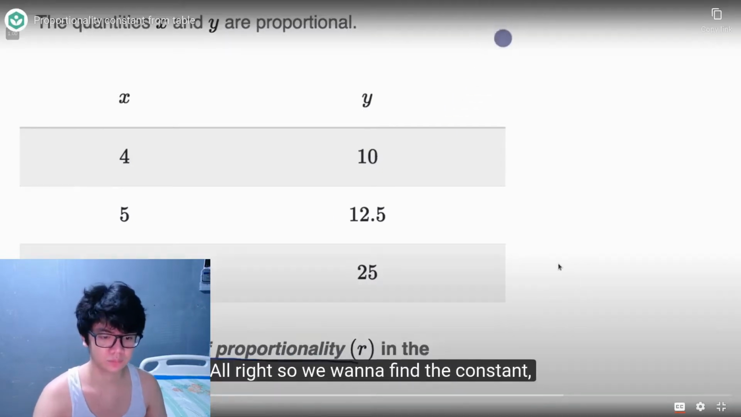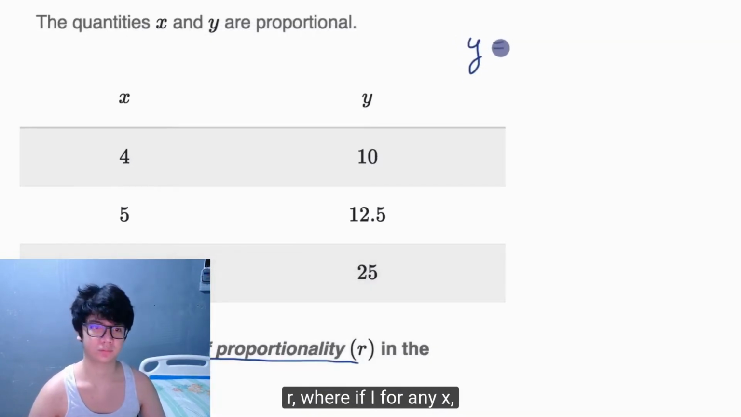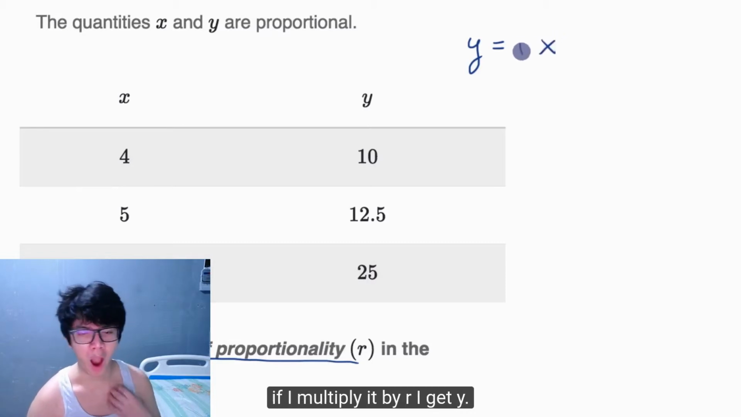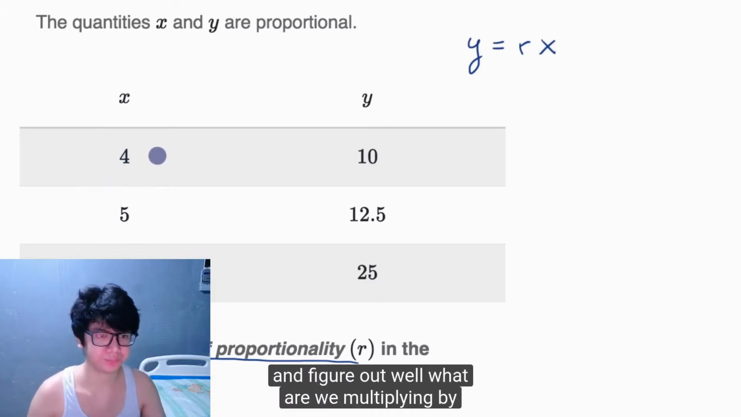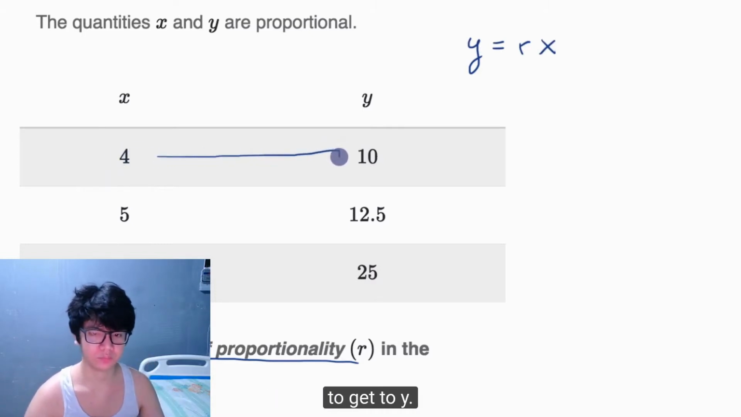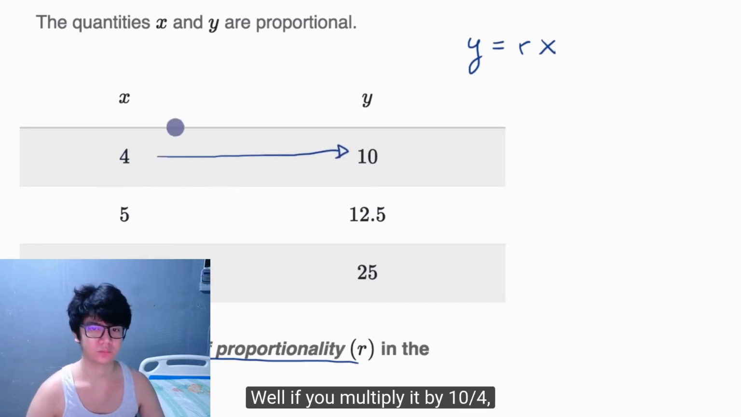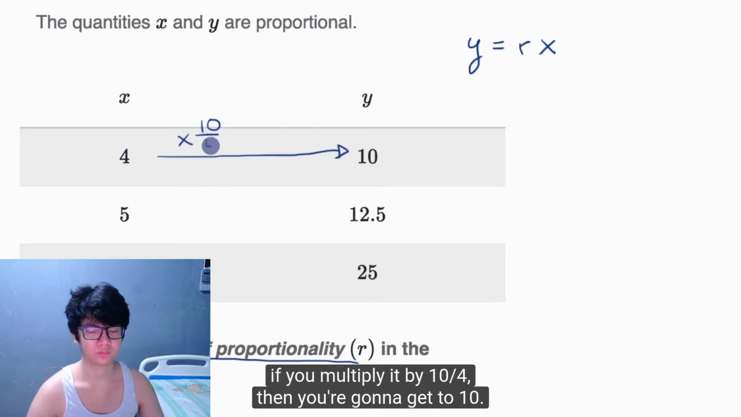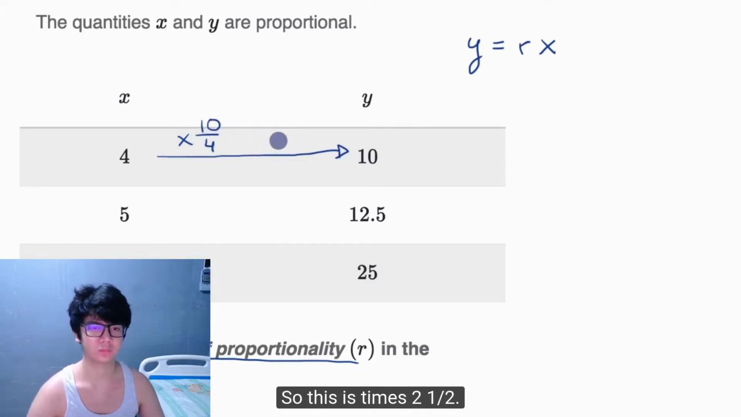Alright, so we want to find the constant of proportionality, r, where for any x, if I multiply it by r, I get y. Well, we just have to look at each of these x's and figure out, well, what are we multiplying by to get to y? So what do I have to multiply 4 by to get to 10? Well, if you multiply it by 10 fourths, then you're going to get to 10. And 10 fourths is the same thing as 2.5. So this is times 2.5.